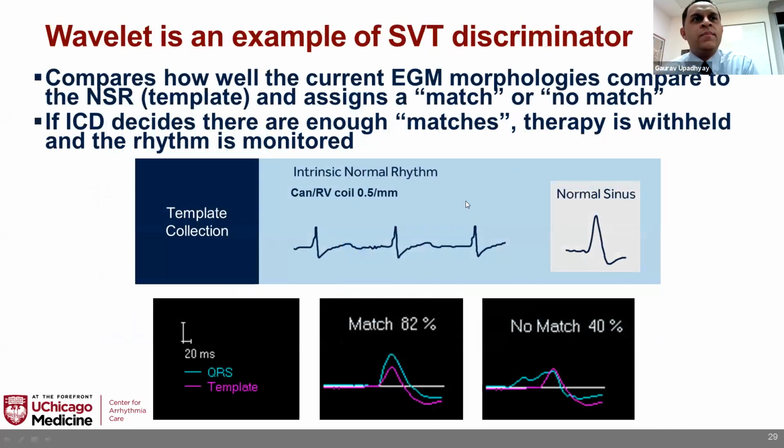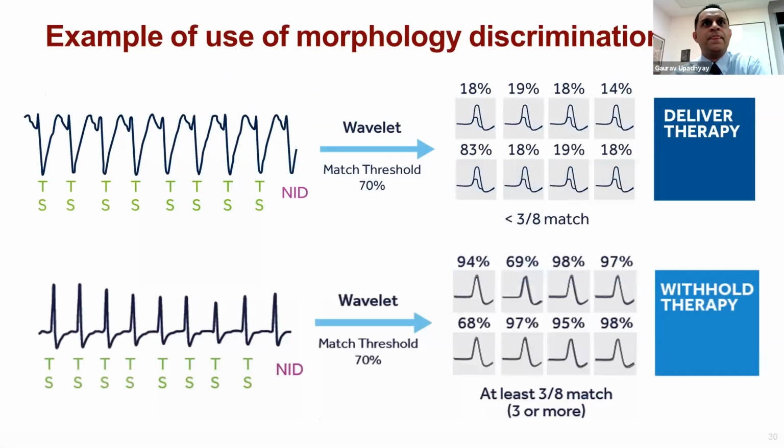Wavelet is a discriminator that's used by Medtronic, although all the vendors will have a type of algorithm similar to this, in which a normal sinus electrogram is stored as a template. And any arrhythmia is compared to it. And if it is close to that template, it's more likely to be consistent with a supraventricular tachyarrhythmia, versus if it is completely off, it's more likely to be a ventricular arrhythmia.